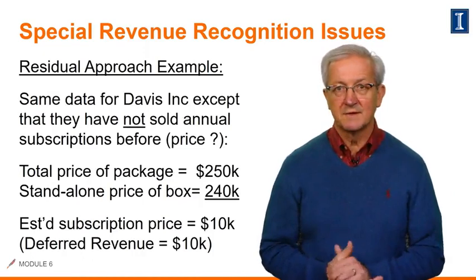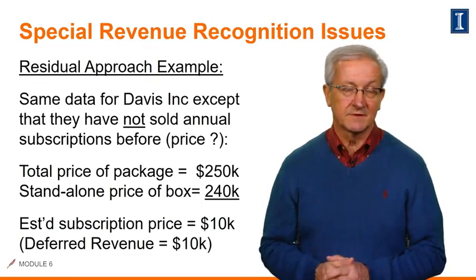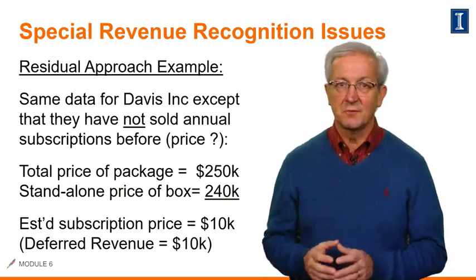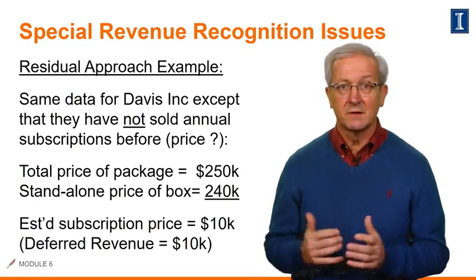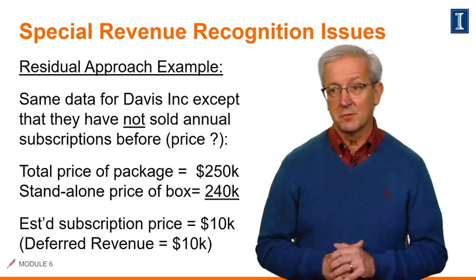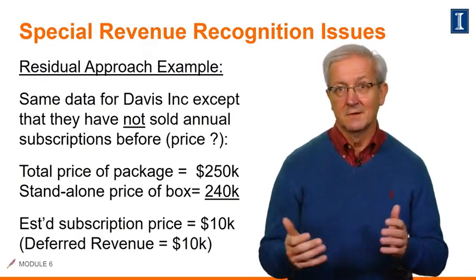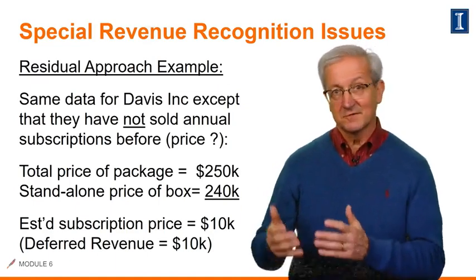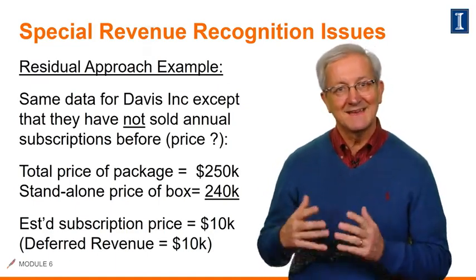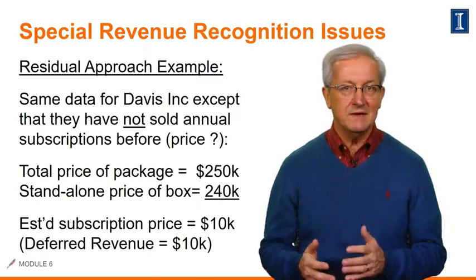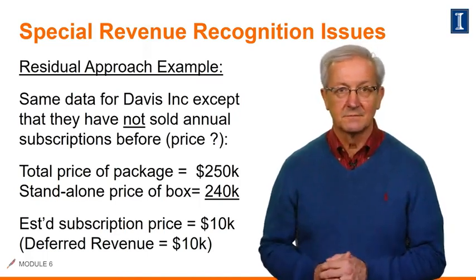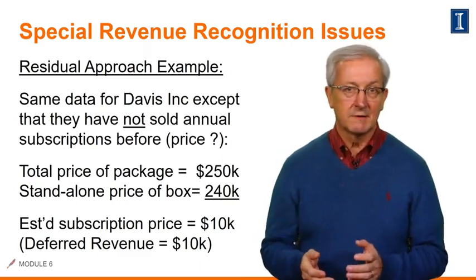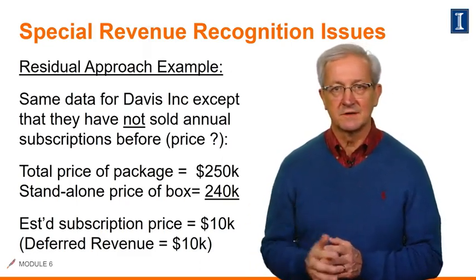Same data as before for Davis Inc. related to their gaming systems, except for one new wrinkle. They have not sold these annual subscriptions before, so the price for that is completely unknown. We do remember the total package price was $250, as discussed before. The standalone price of the gaming box is $240. Thus, the estimated subscription price would be the remainder of $10,000. In this example, the $10,000 would be deferred or unearned revenue to be recognized each month over the next year.